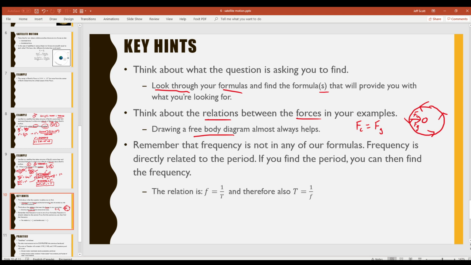Now, I also want you to remember that frequency is not in any of our formulas. Frequency is directly related to the period. If you find the period, then you can also find the frequency.